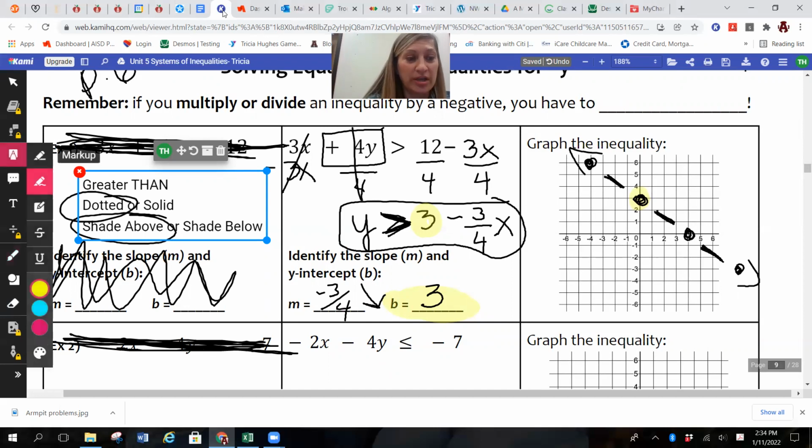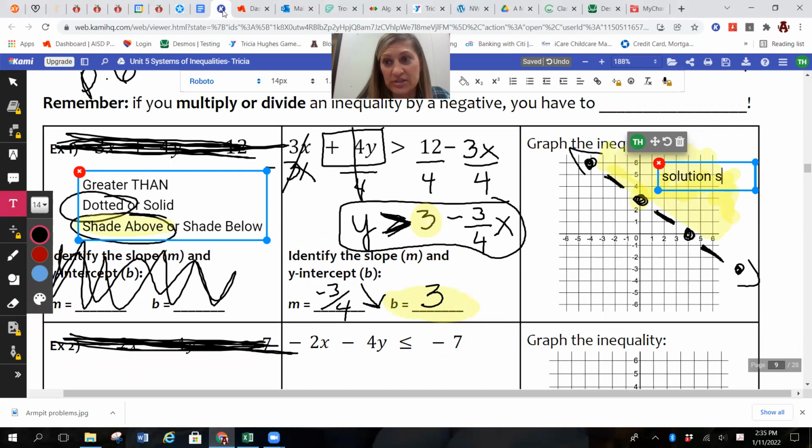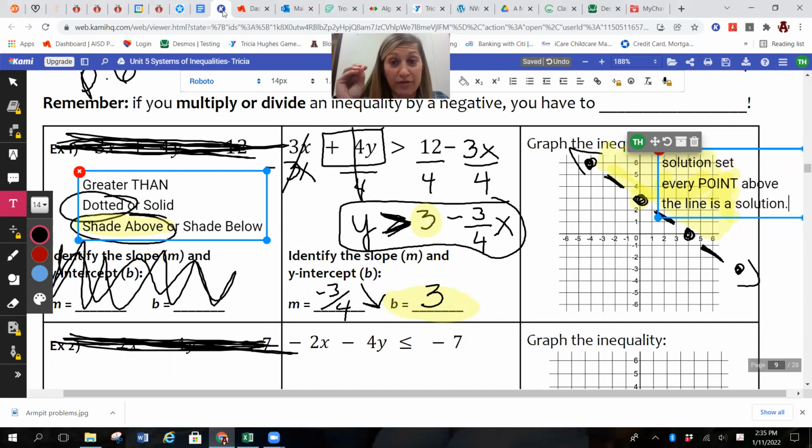Now I'm going to do my shading. When I'm shading greater than, I just need to shade greater than the line. Greater means above. And these points that I'm shading are the solutions to this inequality. This is the solution set. Every point above the line is a solution. That's what I mean when I say solution set. Every point above the line is a solution.